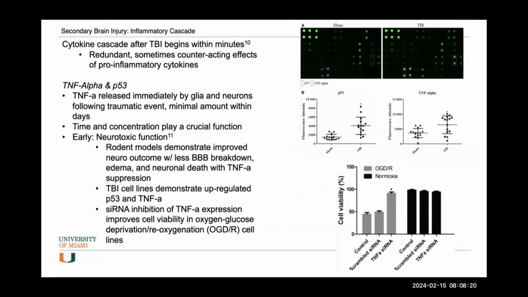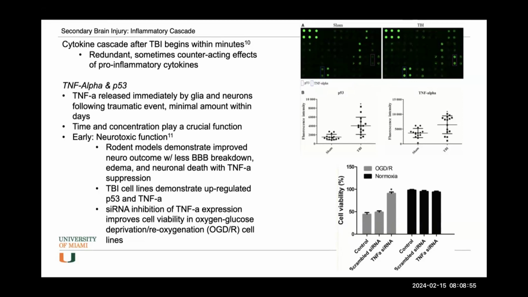So TNF alpha actually gets released immediately by glia neurons following a traumatic event and then subsides within 3 to 6 days. But the timing of this plays a crucial function. So early on, there's a neurotoxic function that TNF alpha plays, which can be a little bit paradoxical, but that pro-inflammatory response actually leads to further brain damage. So in rodent models, there's been an improved neurologic outcome that is associated with less blood-brain barrier breakdown, less edema, and less neuronal death when TNF alpha has been suppressed.